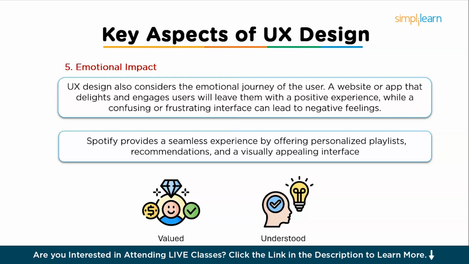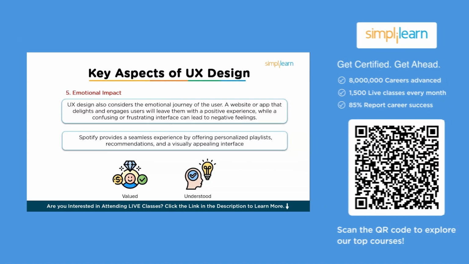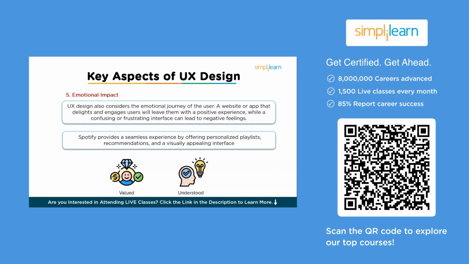The fifth one is emotional impact. UX design also considers the emotional journey of the user. A website or app that delights and engages users will leave them with a positive experience, while a confusing or frustrating interface can lead to negative feelings. Example is Spotify. Spotify provides a seamless experience by offering personalized playlist recommendations and a visually appealing interface. So this creates an emotional connection with users, making them feel valued and understood.